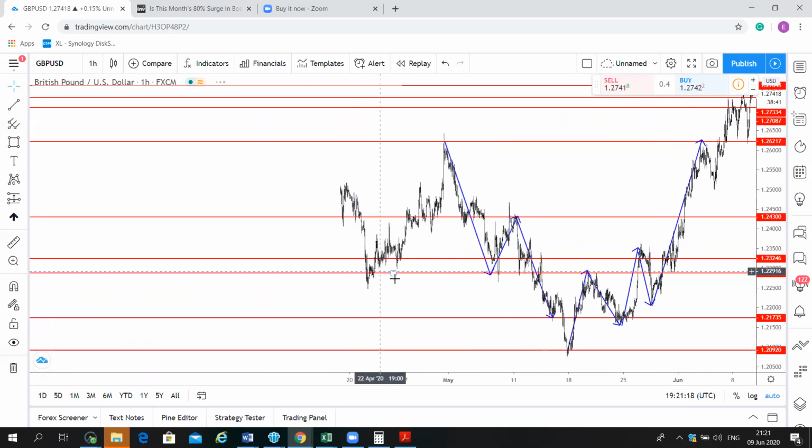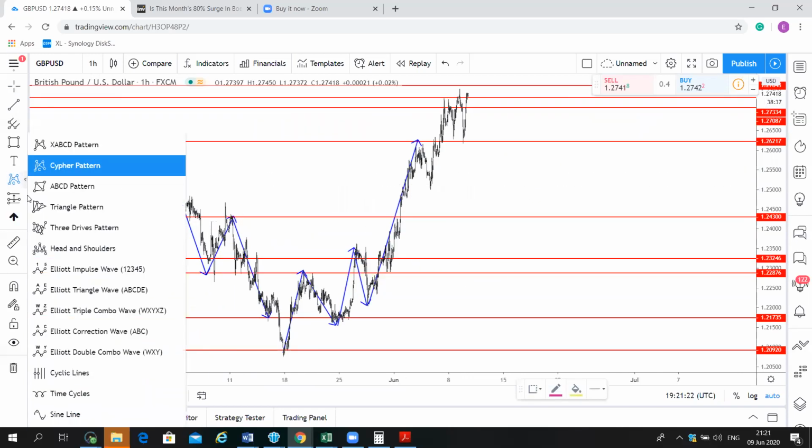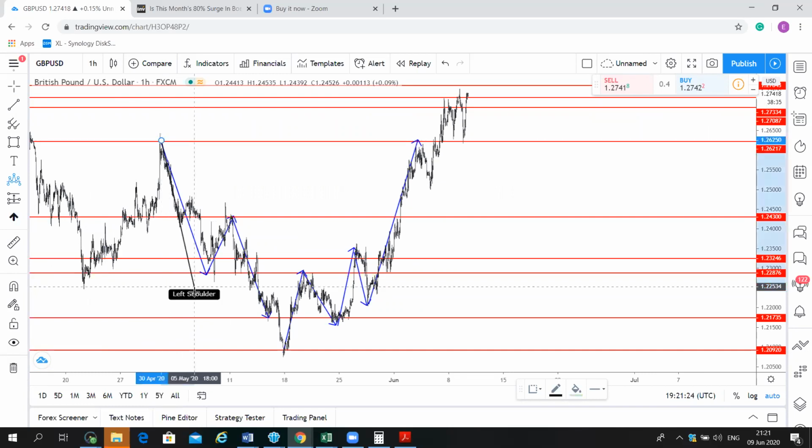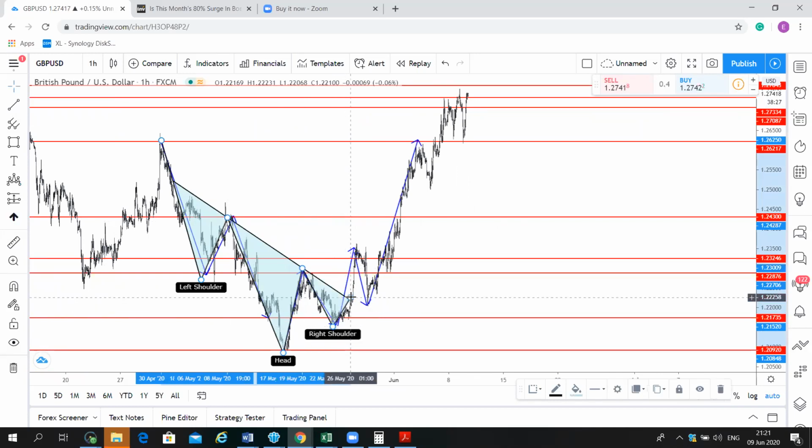Once you've identified your support, it's easy to fall into patterns. Like look at this one. This is an inverted heads and shoulders, right? Once we break this area, we can expect to go up, you see. So it just depends on how you view it. Like, you know, here it's a support. When it comes down, it's a support.